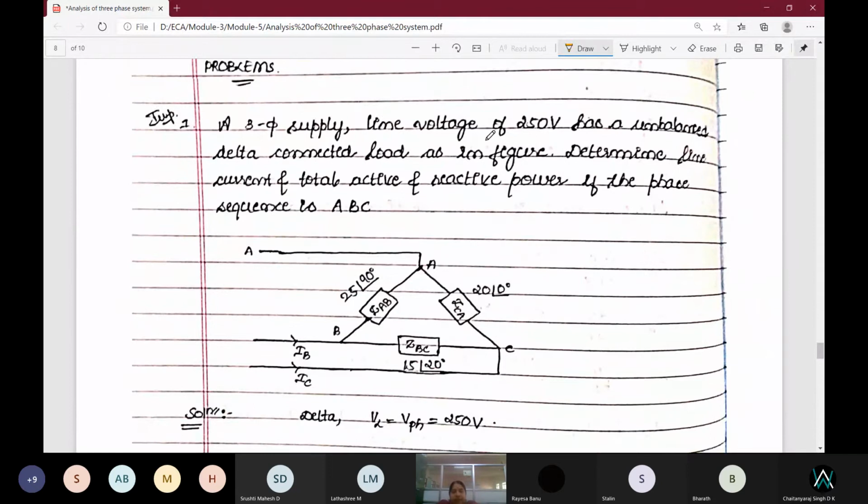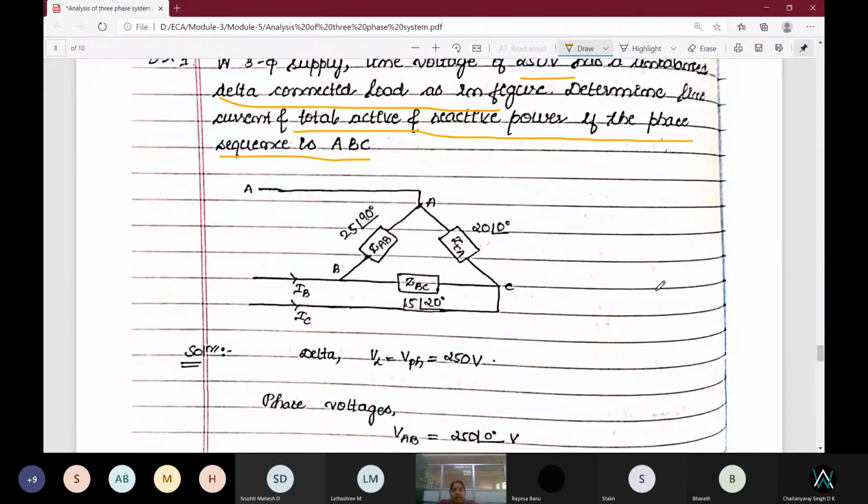A three-phase supply line voltage of 250 volts has an unbalanced delta connected load. Determine line current and total active and reactive power if the phase sequence is A, B, C. You have to go in that sequence only, whatever sequence they give. So this is the figure they have given. So all are different. One is 25 at an angle 90, one is 20 at an angle 0, one more is 15 at an angle 20 degree. This is IA, IB and IC.